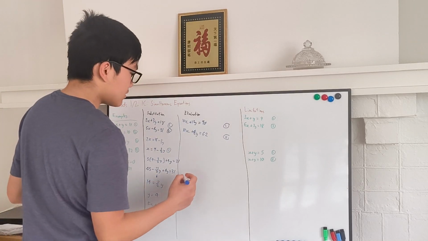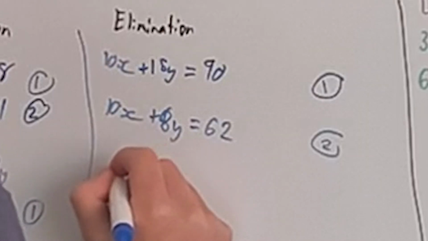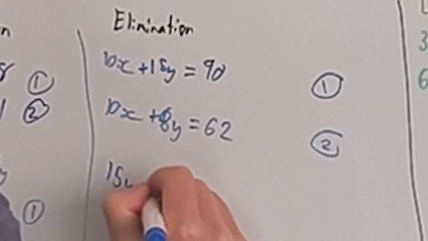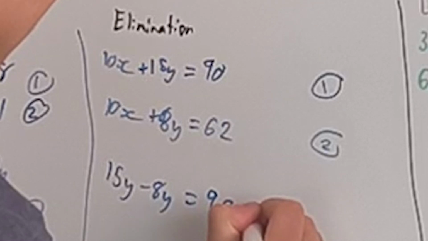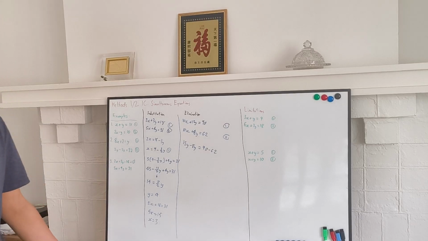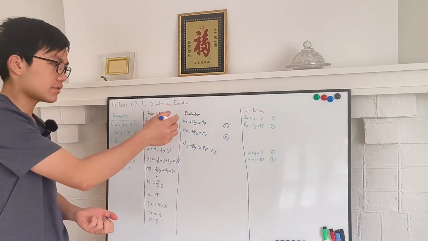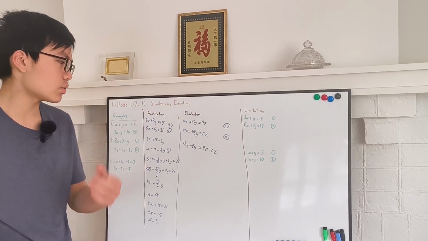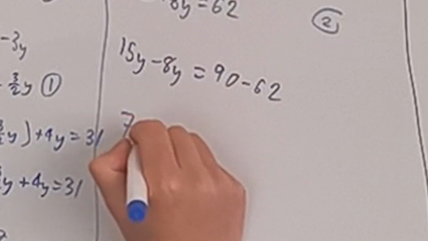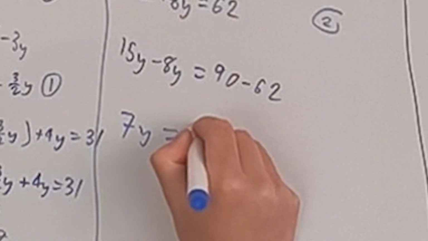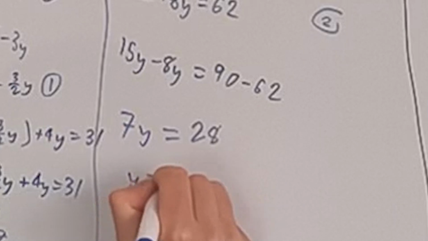Now what we do is we eliminate the equations from each other. So the 10x gets eliminated. So 15y minus 8y equals 90 minus 62. The reason why we don't write x is again because 10x minus 10x equals 0. So now we have 7y equals 28 and y equals 4.